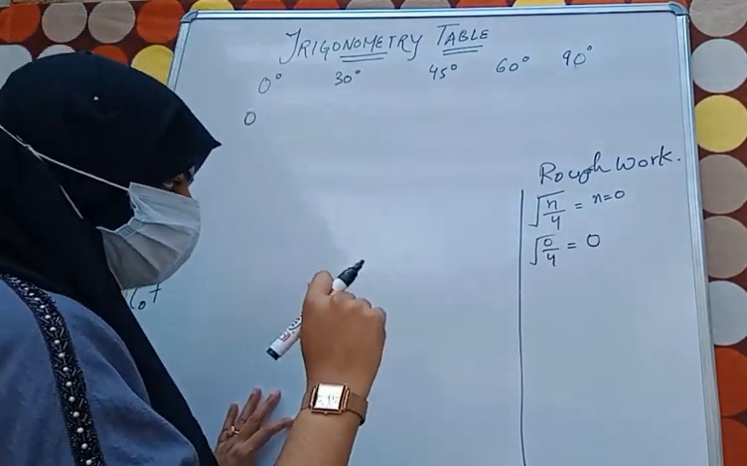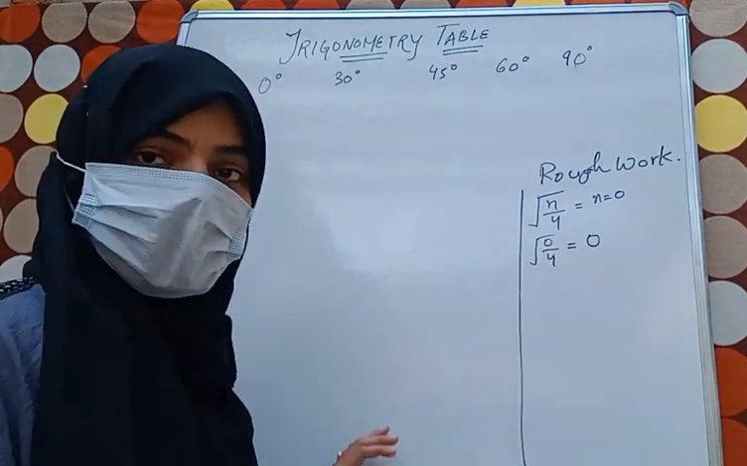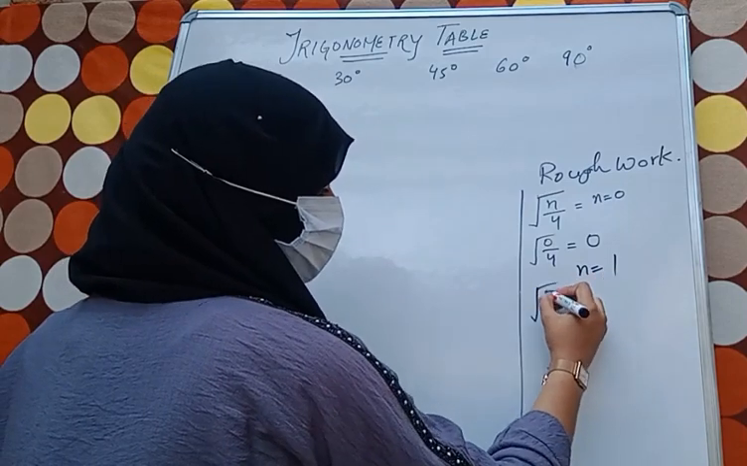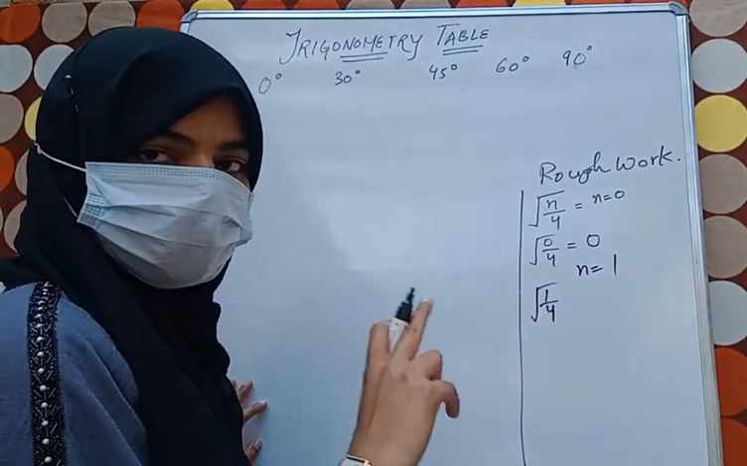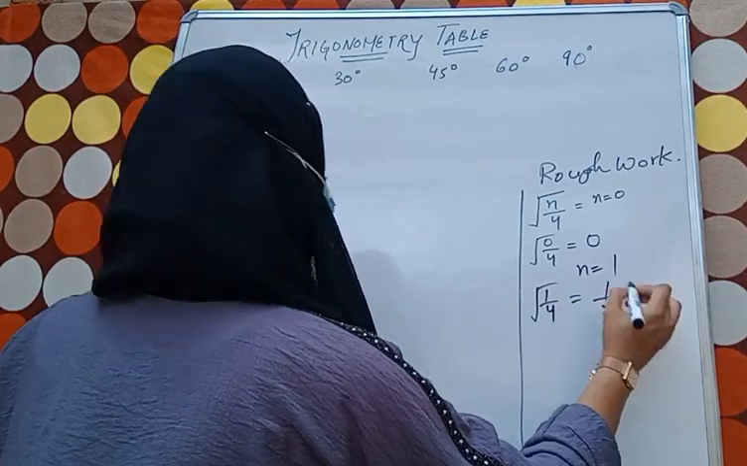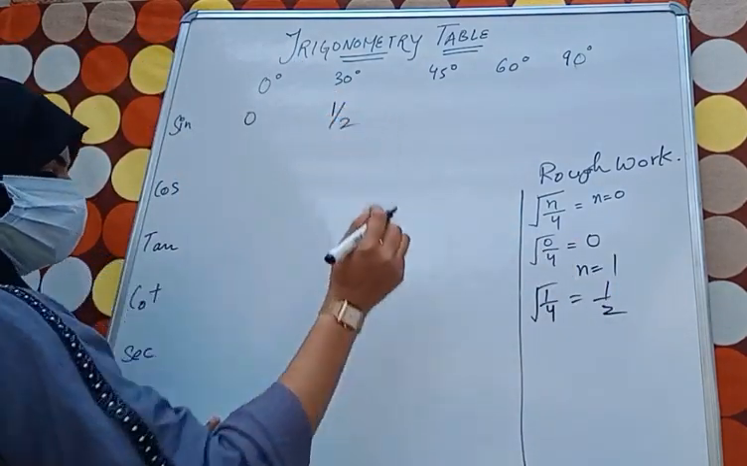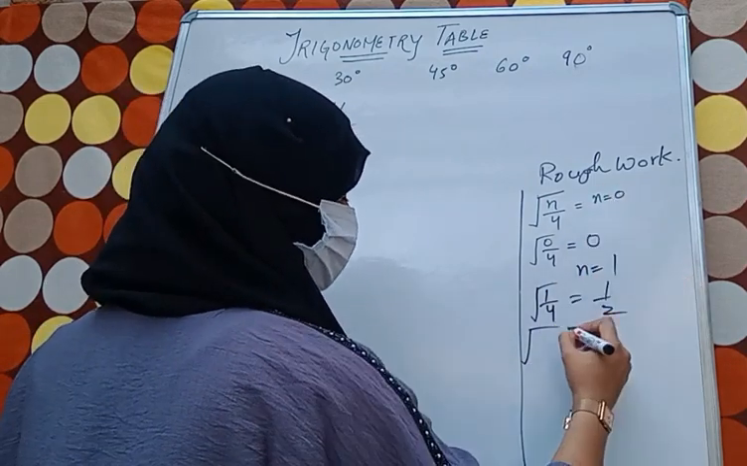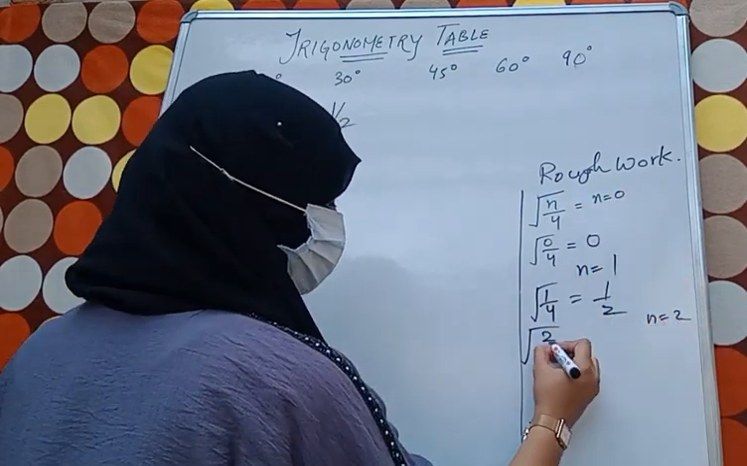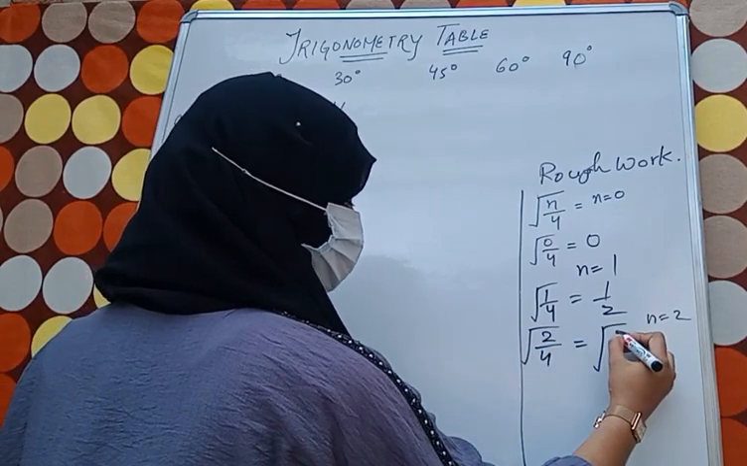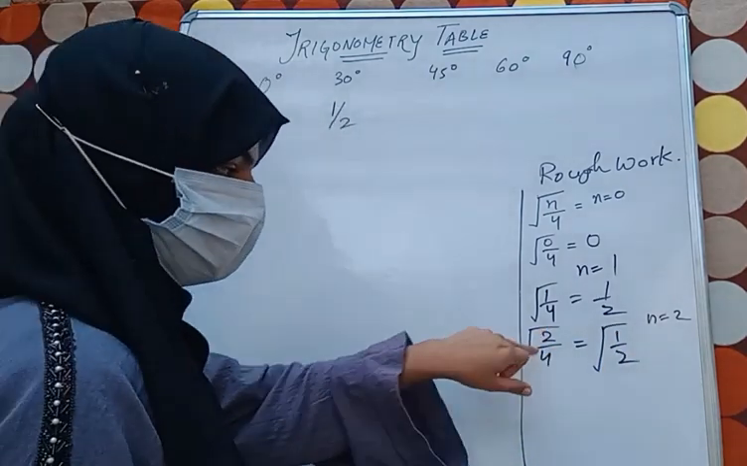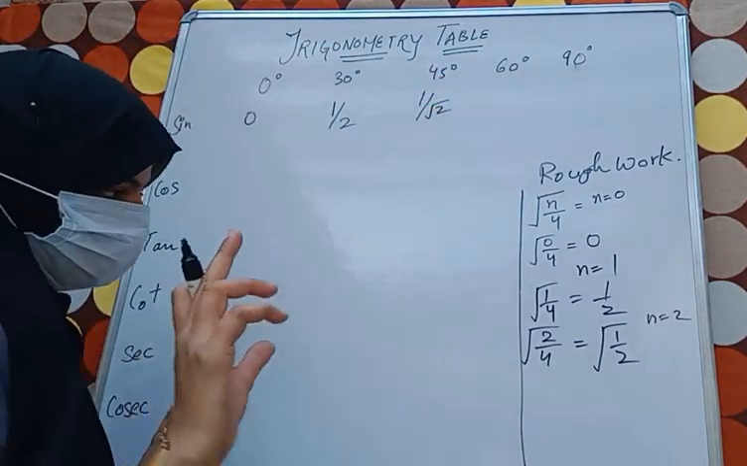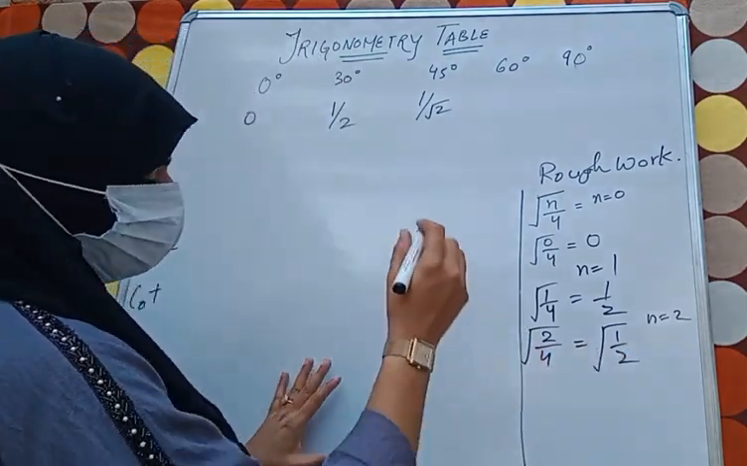Now n goes to 1. So square root of 1 upon 4 will be 1 upon 2. That will be sine 30 equals 1 upon 2. Then we take n as 2. So 2 upon 4 is treated as 1 upon 2, because it cancels by the table of 2. So it will become 1 upon root 2. I think it's been understood by you all.